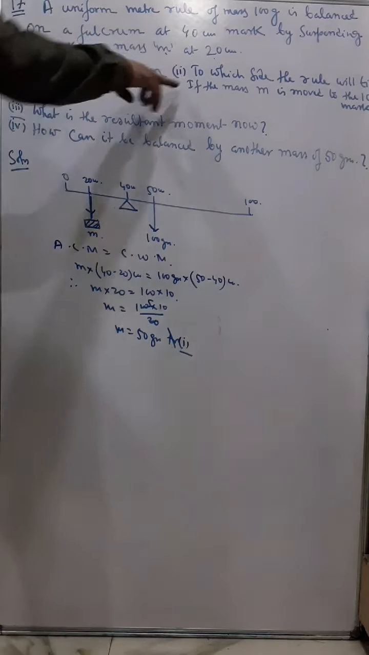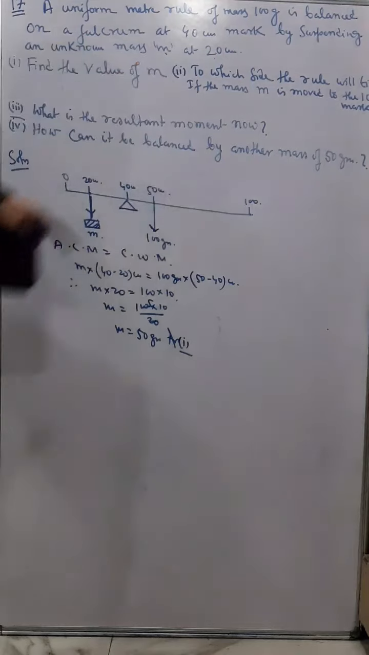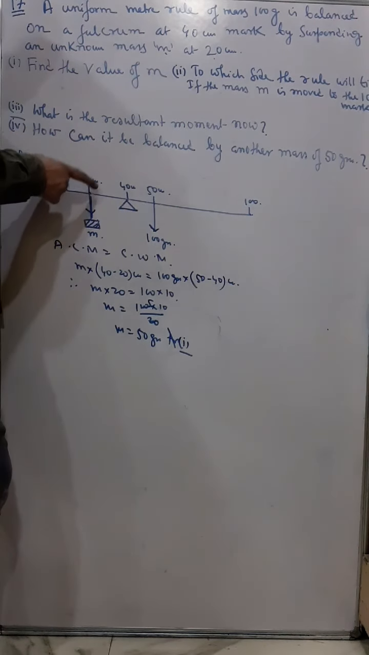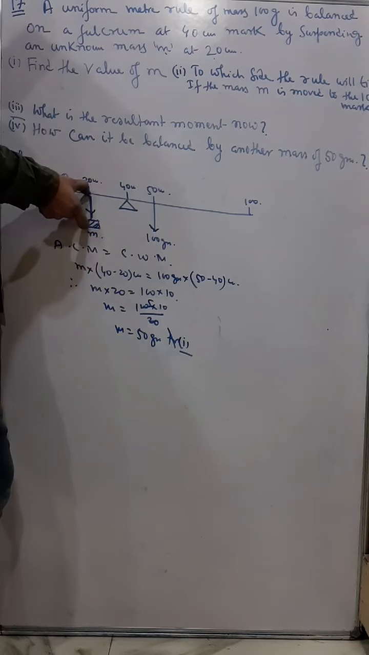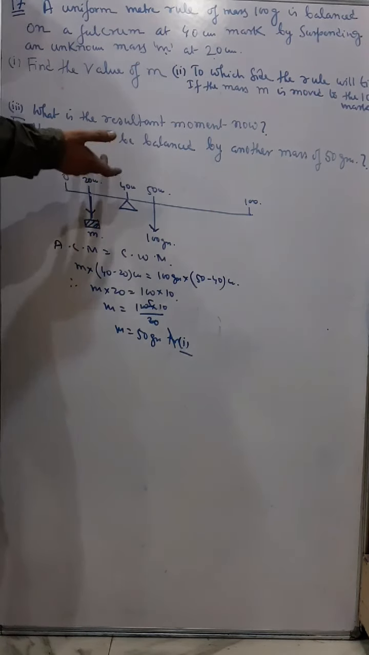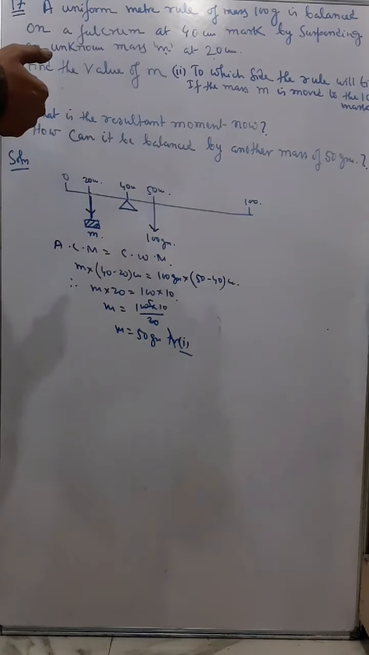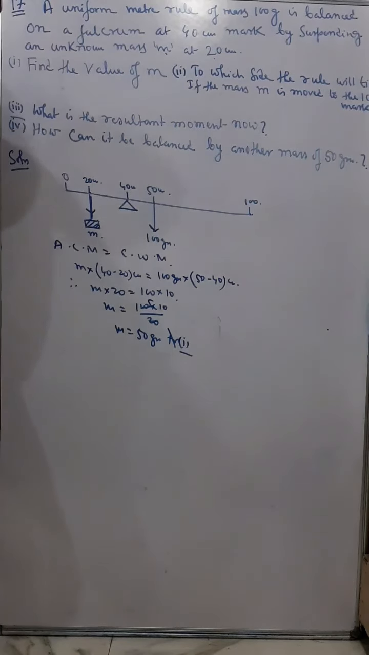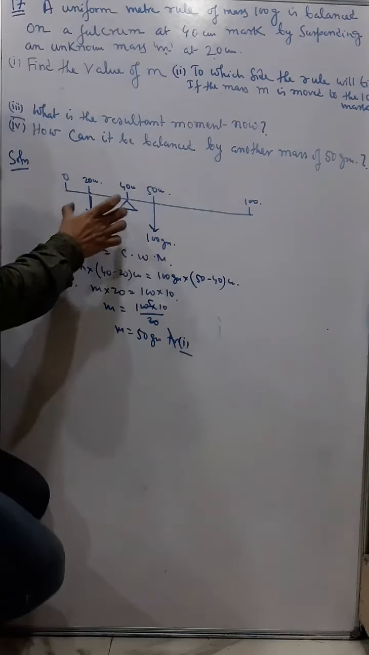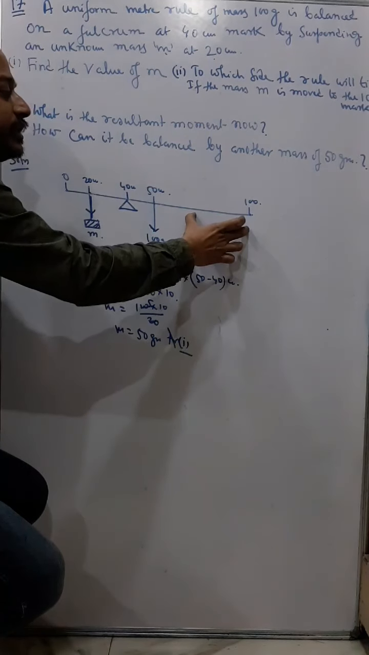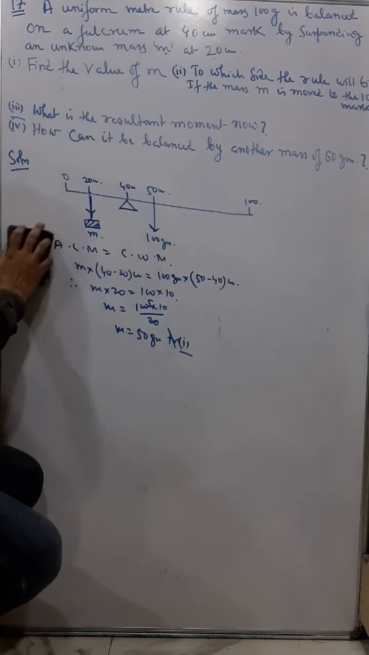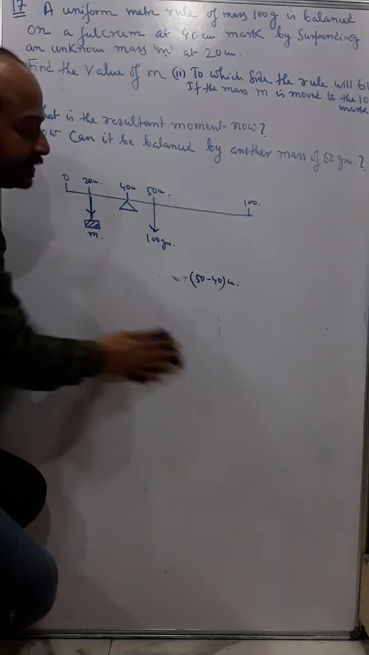Okay, now number two, what they told you. To which side will the rule tilt if the mass m is now moved to the 10 centimeter mark? You can understand, mass m was previously at 20. Now they are telling that if it is slid to 10 centimeter, then on which side will it tilt. Now it will tilt on the side where there will be greater moment of force. And you know that if both the anti-clockwise moment and clockwise moment are equal, then it will not tilt, it will be in equilibrium. But if the moments are not equal, then it will bend in that direction.